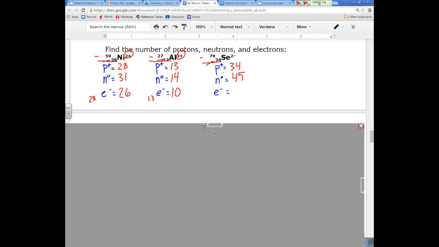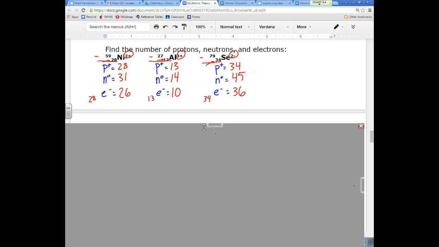And if it were electrically neutral, we would have 34 electrons. But we have gained or lost electrons because we have a charge here. We have a negative charge, so that means we have gained electrons, and we have gained 2 of those. So instead of 34, we're going to have 36 electrons in this particular ion.